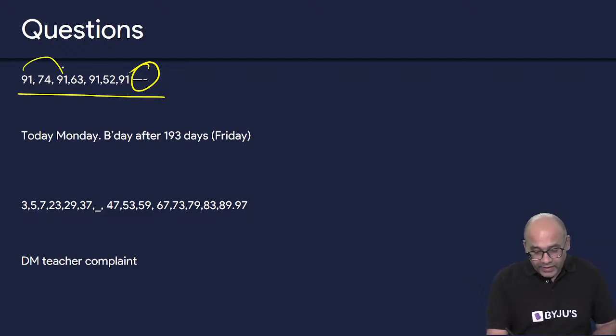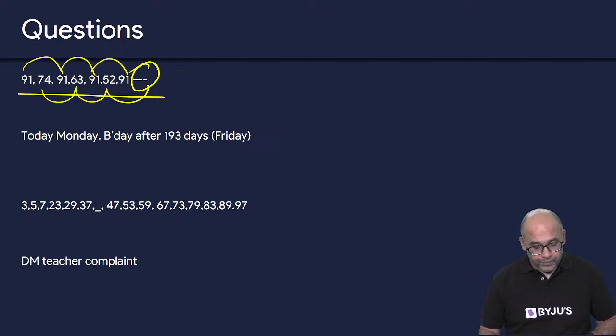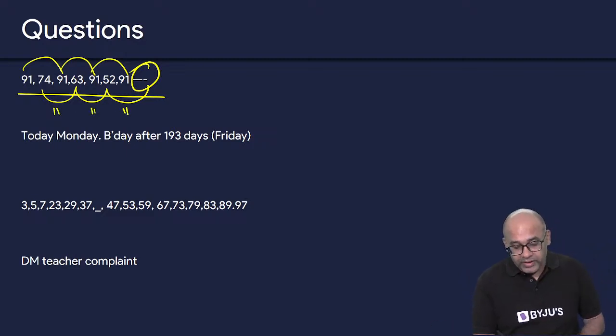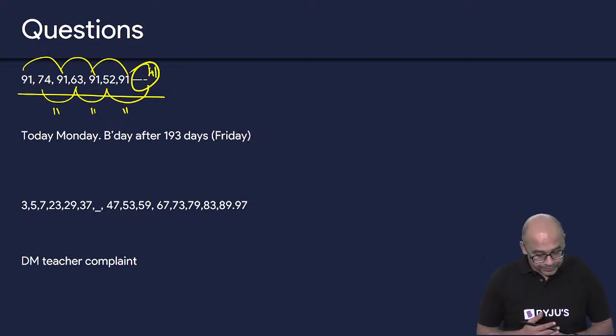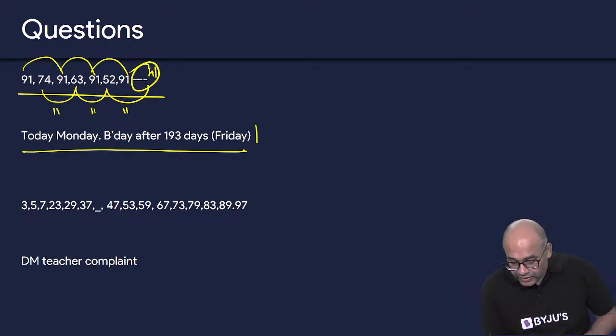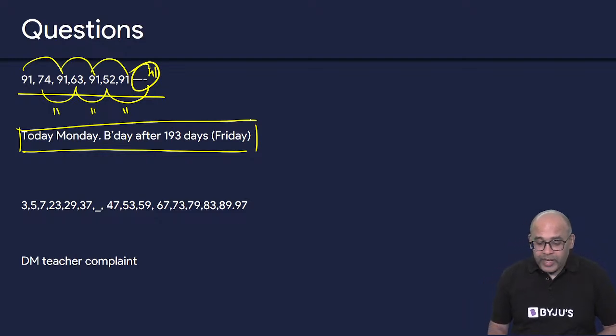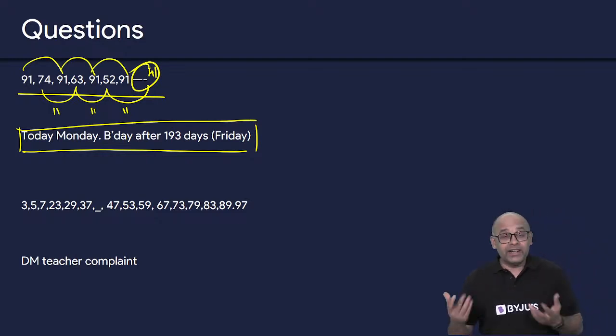So this is 91, which is repeating again and again. So you can basically ignore the 91. So basically what you need to worry about is this. 74, 63, 52, it's a decreasing series. So the decrease here is 11, 11. So the next decrease should also be 11. So 52 minus 11 is 41. So the answer is going to be 41. Clear? Simple.